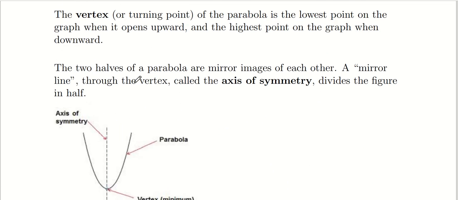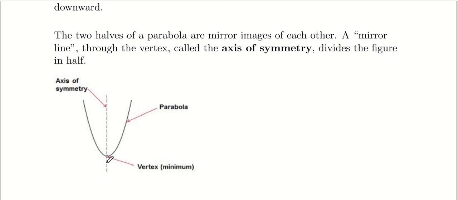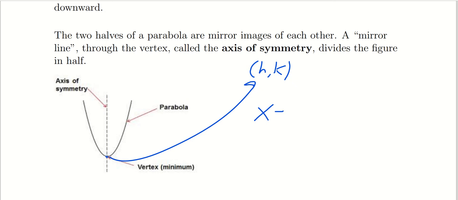A parabola is symmetric through the vertical line that passes through the vertex, and that's what we call its axis of symmetry. So suppose you have the vertex located at h comma k. If that's the point where the vertex is, then the vertical line x equals h is going to be an axis of symmetry for that parabola.